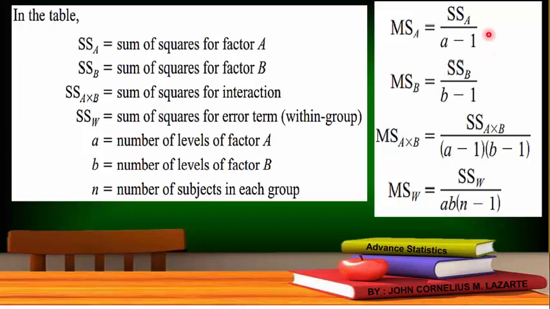Now we also have the formulas. MS sub A is equal to SS sub A over A minus 1, MS sub B is equal to SS sub B over B minus 1, MS sub A times B is equal to SS sub A times B all over quantity A minus 1 times quantity B minus 1. And lastly, we have MS sub W is equal to SS sub W over AB times quantity N minus 1.